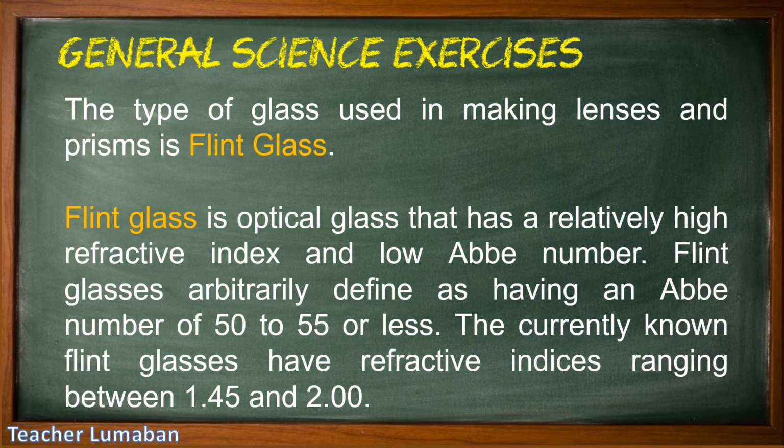Flint glass is optical glass that has a relatively high refractive index and low Abbe number. Flint glasses are arbitrarily defined as having an Abbe number of 50 to 55 or less. The currently known flint glasses have refractive indices ranging between 1.45 and 2.00.